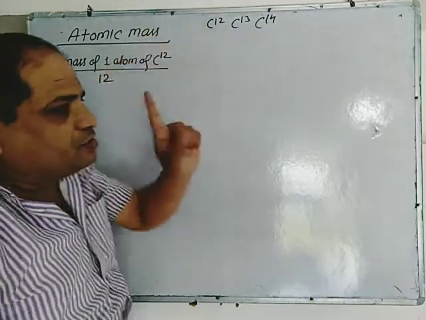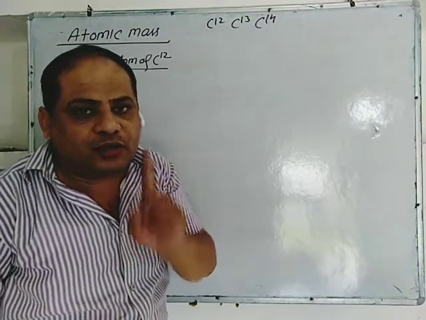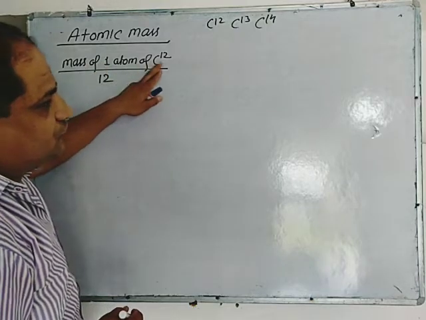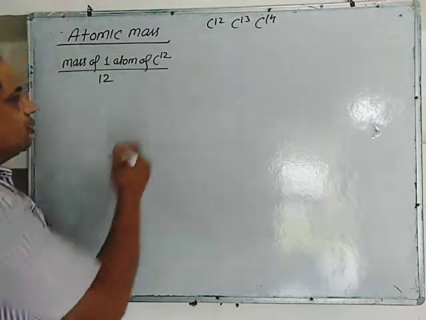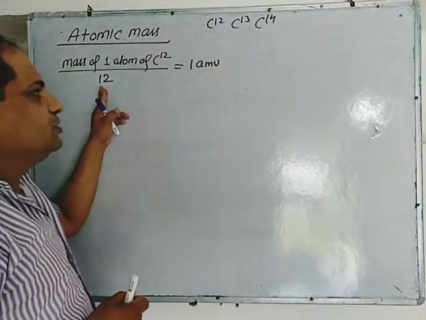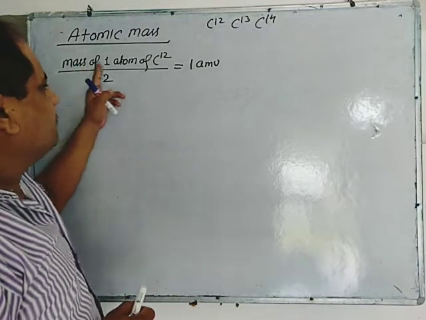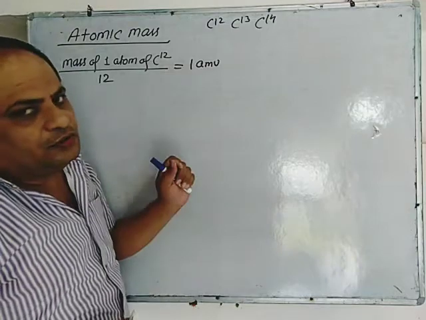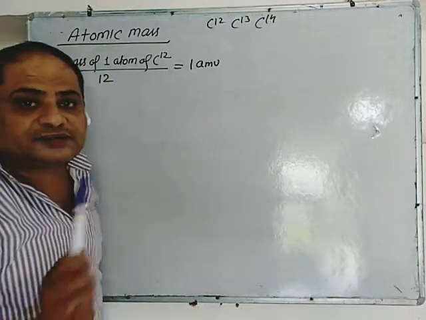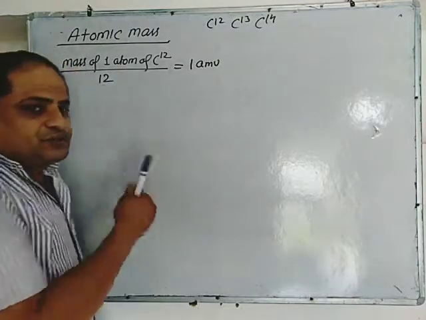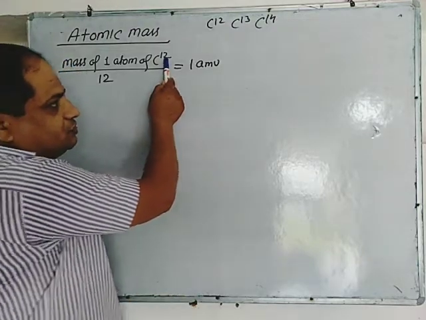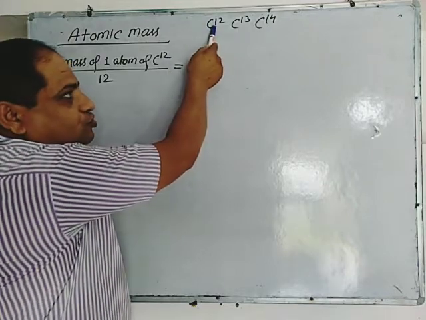So, 1/12 part of mass of one atom of C12 is called 1 AMU. Here, this 12 and this 12 is not similar. This 12 expresses the 12th part, whereas this 12 denotes isotope C12.